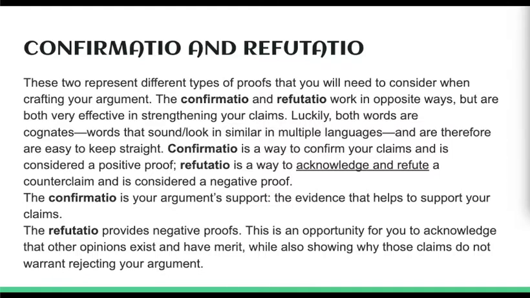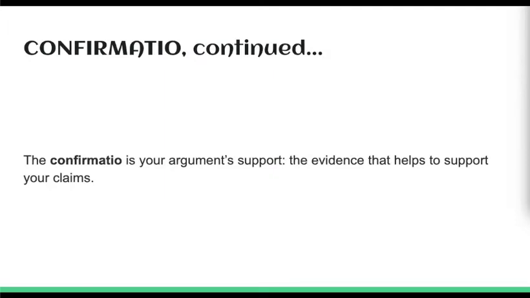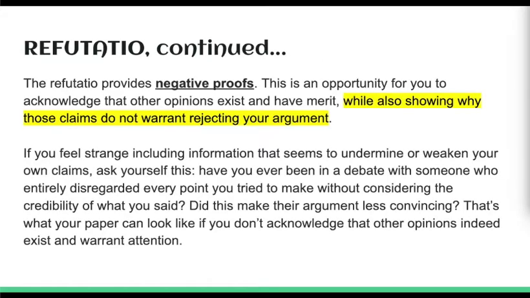Those are all pro claim essentially. They're in favor of your specific claim. So the confirmatio is your argument support. This is the evidence that helps support your claim. The refutatio provides negative proofs.